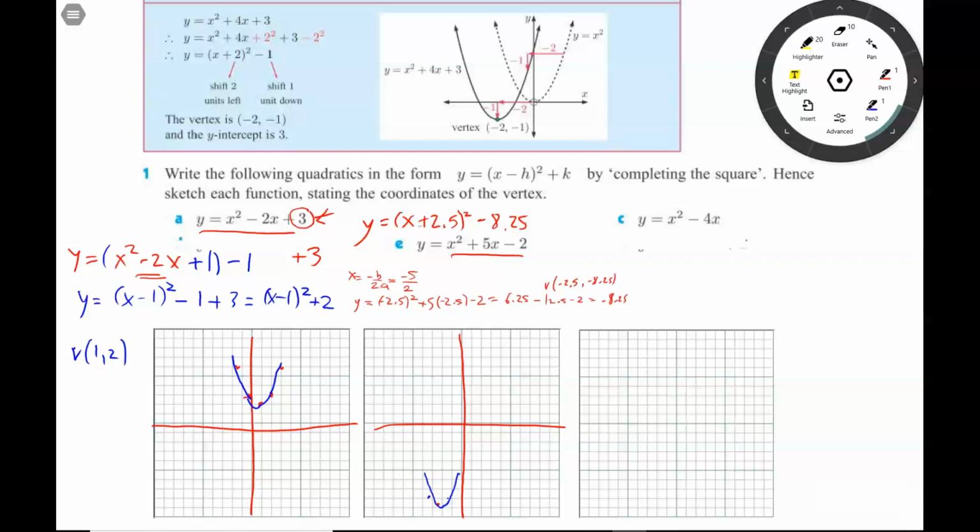C, x squared minus 4x. So, again, we have two methods. One is by completing the square. The other is by finding the vertex using negative b over 2a. Those are two ways of finding the vertex. Another way is with the calculator, right?